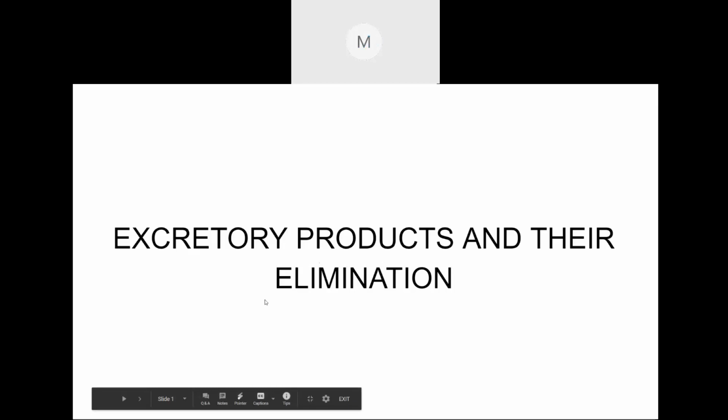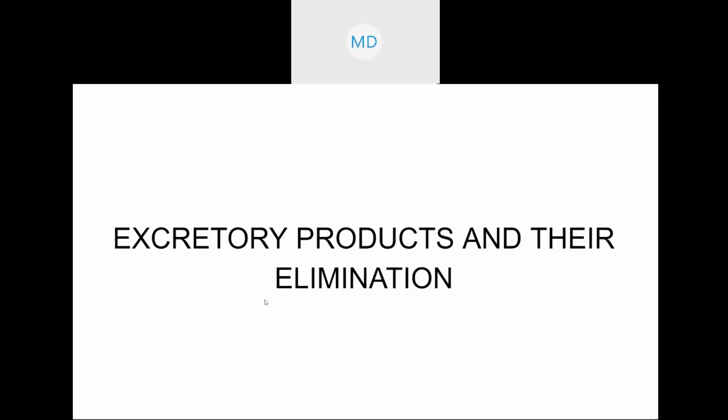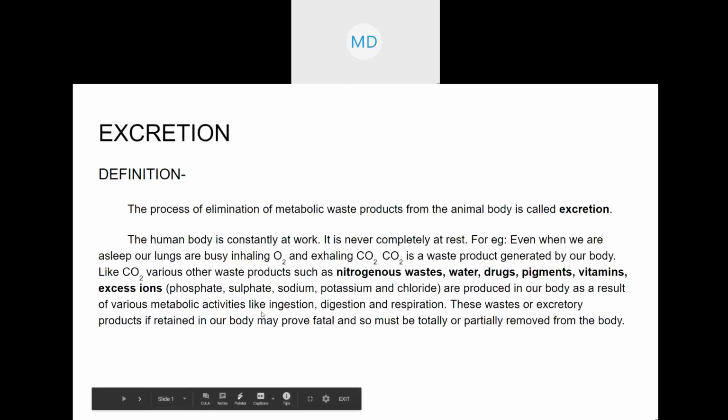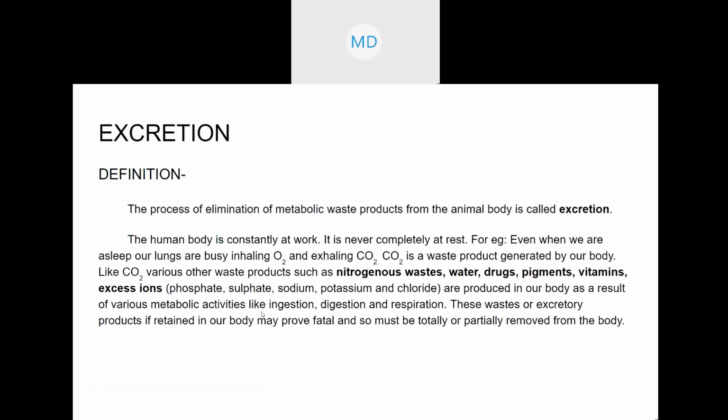Okay, we'll just go through what we have discussed in the last two classes. The chapter was excretory products and their elimination. We have learned about excretion, which is the removal of waste products. The main waste products are nitrogenous waste, water, drugs, and pigments, and various other things. The most important is the nitrogenous waste, and in this chapter, we will look at the nitrogenous waste.